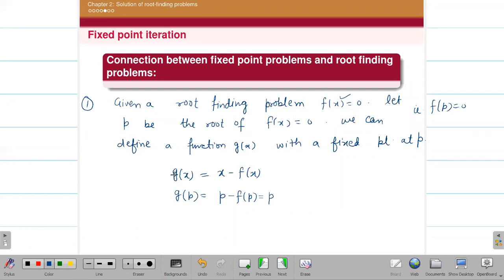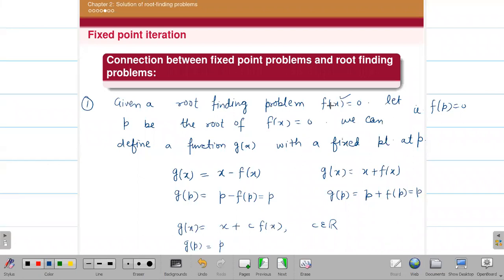And this is not the only way to construct a g of x. There are several ways, because if I write x plus f of x, that will also work, because f of P is always 0. So g of P is equal to P plus f of P, that is also P. Actually, if I write g of x is equal to x plus c f of x, you can take c any real number. Means I can take 1 by 2, 1 by 4, 1 by 10, minus 1, minus 3, minus 100. So if I put P here, I will get P again.